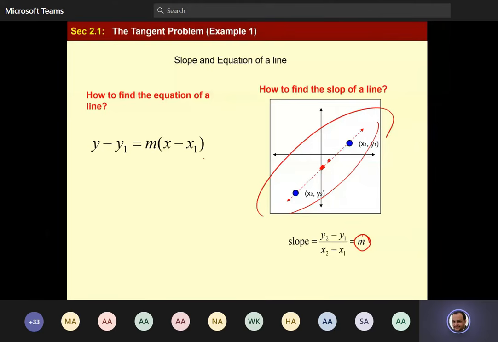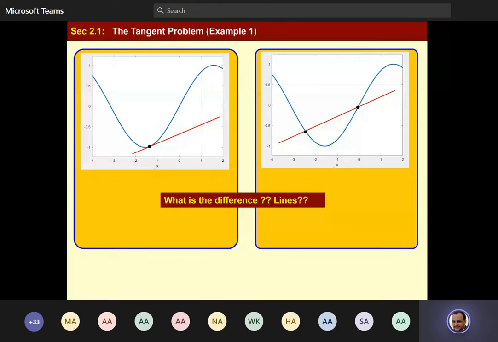The point slope form. Now, what is the difference between these two lines? This line is called tangent. Tangent is a Latin word, or a Greek word, that means touching line. So this is a tangent and this is a secant. When it intersects the graph at more than one point, this is a secant, intersect. This is a tangent, touch.